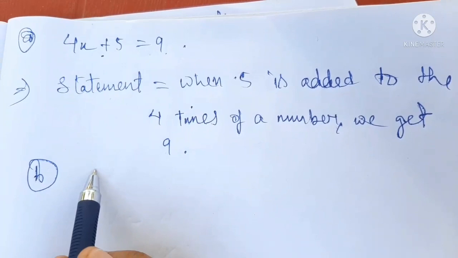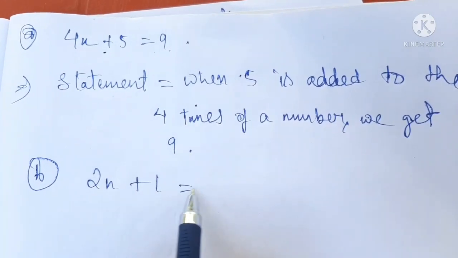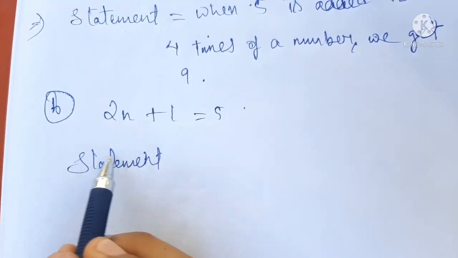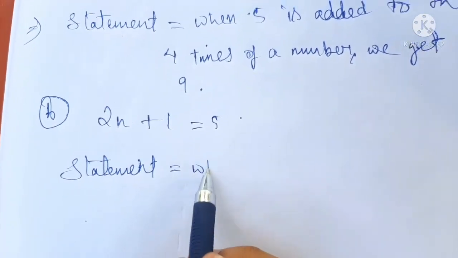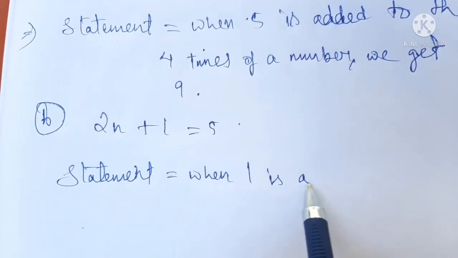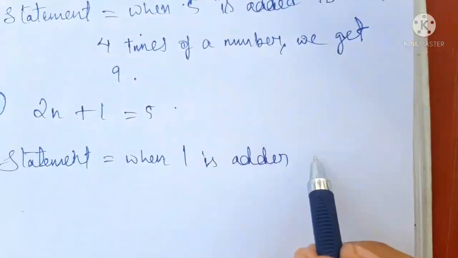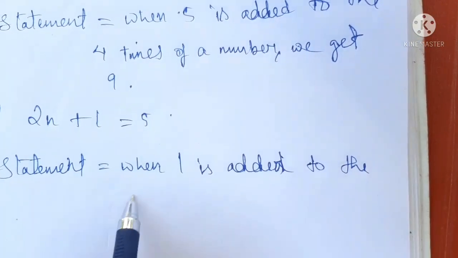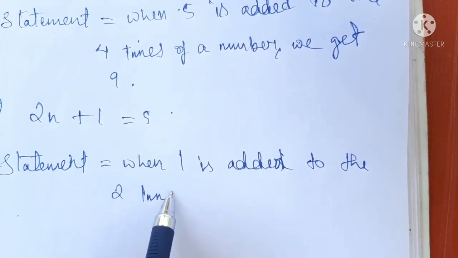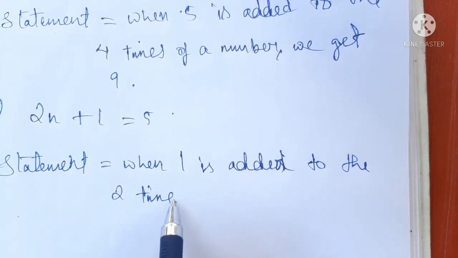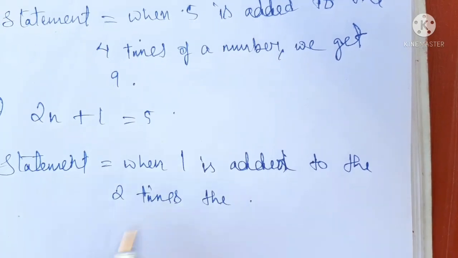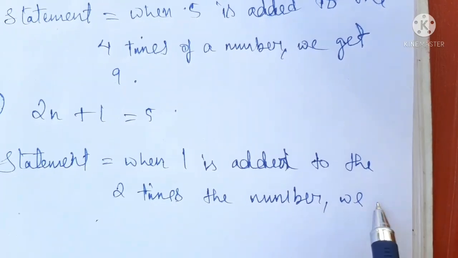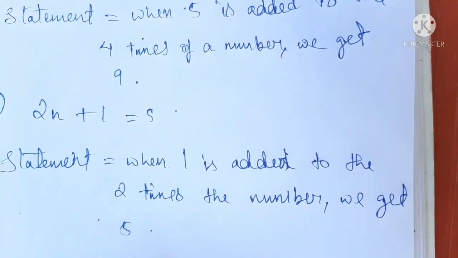Now number B, 2n plus 1 equals 5. The statement will be the same thing. That is, when 1 is added to 2 times or twice the number, we get 5. So this is the statement of this question.